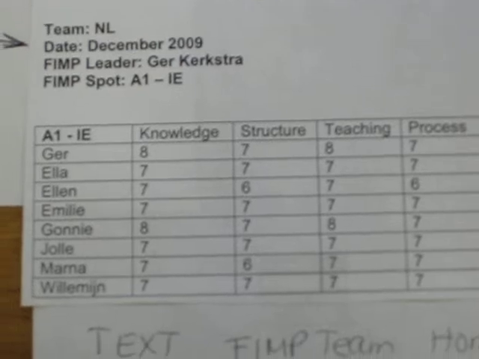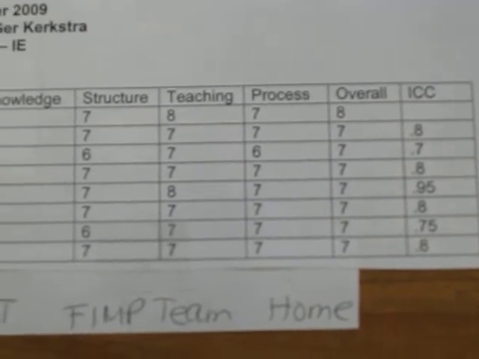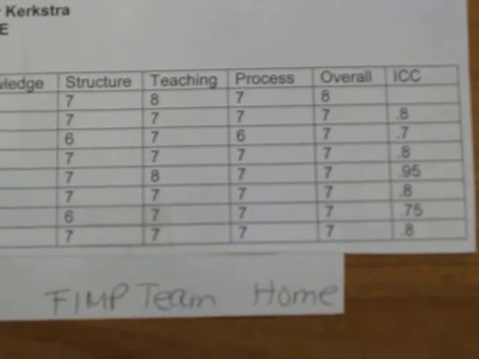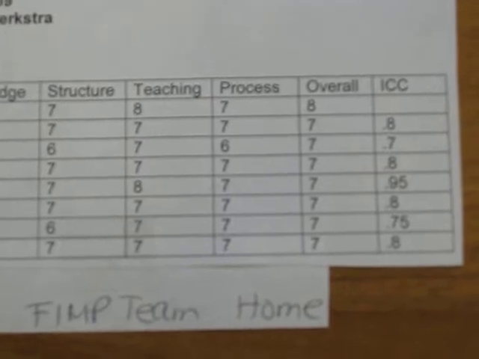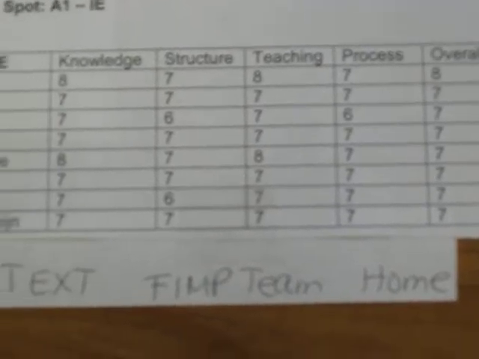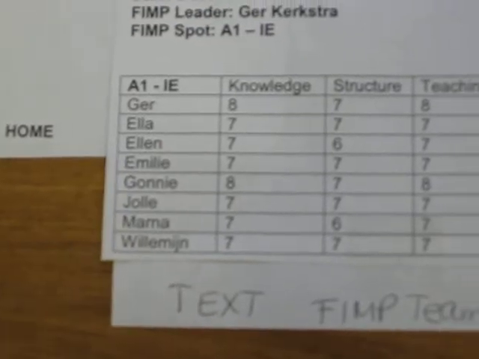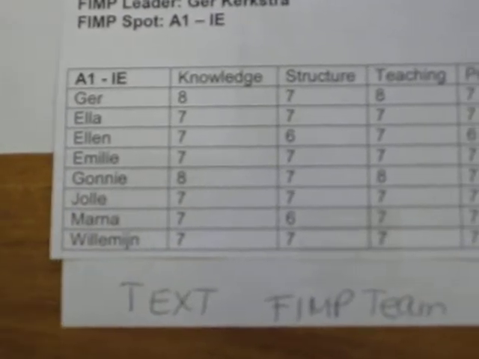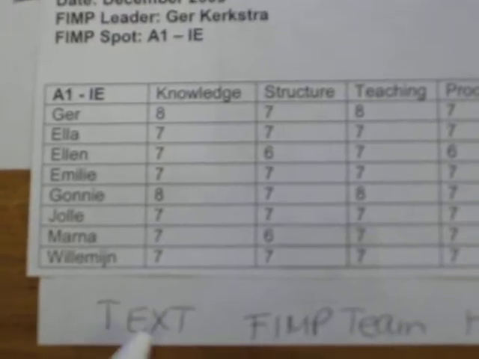So it's all of the FIMP team members and their scores. And I think we can talk a little bit later about the intercoder coefficient. Okay, that's the last column on the right, the intercoder coefficient. So this gives me an at a glance list of their scores. Now let's say that I'm interested in finding out what they wrote, how they justified their scores. So I would click on text.